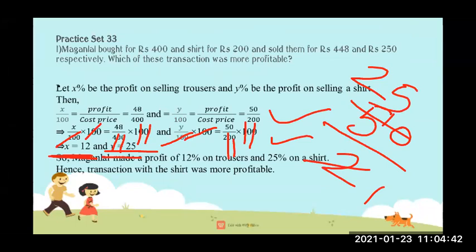Now what they have asked you is which of these transactions was more profitable. In which transaction was there more profit? 12% or 25%? How much is y? 25%. So we have to write a statement: hence the transaction with the shirt was more profitable. More profitable is what? Shirt. So the transaction with the shirt was more profitable.